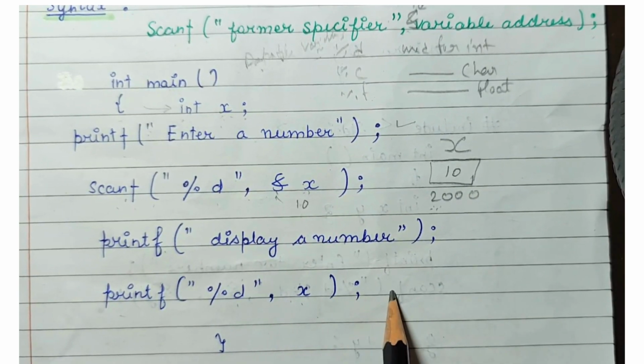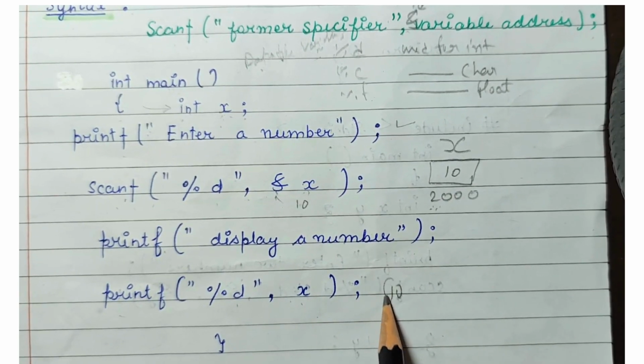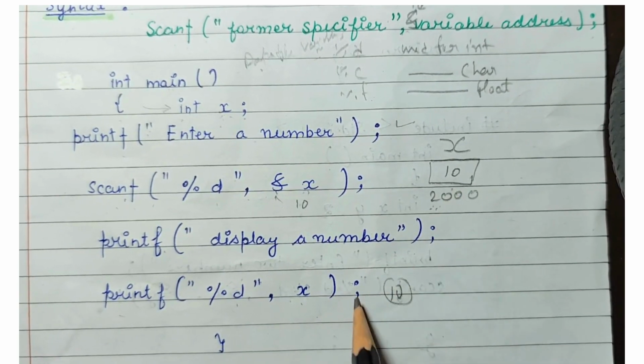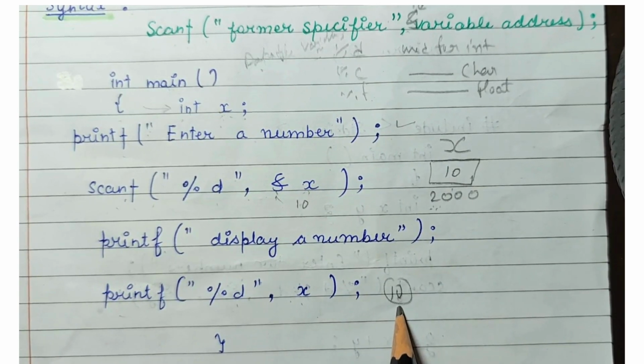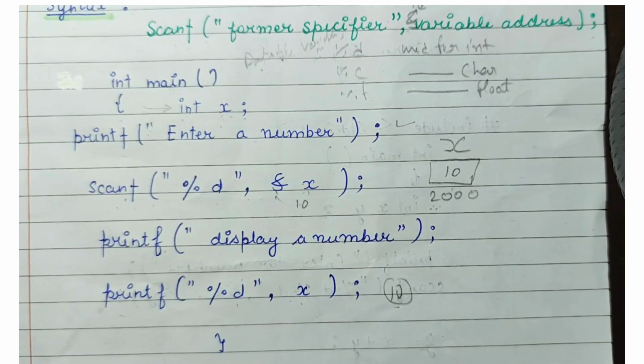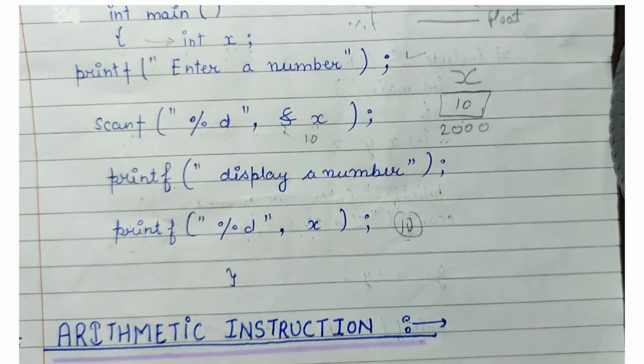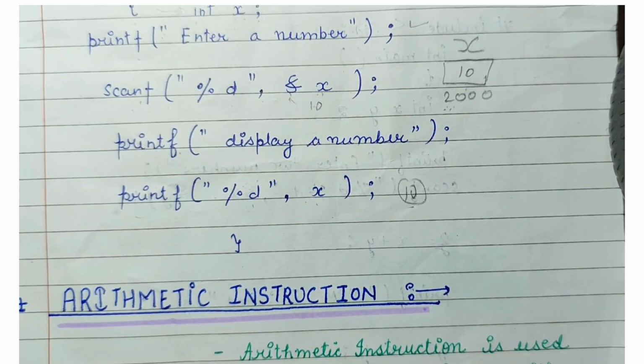So what value will display? The value 10 will display, because x holds the value 10. That's why 10 will display in the output. So I hope you are now clear about the printf and scanf statements. If you have any doubt, you can ask me in the comment box.